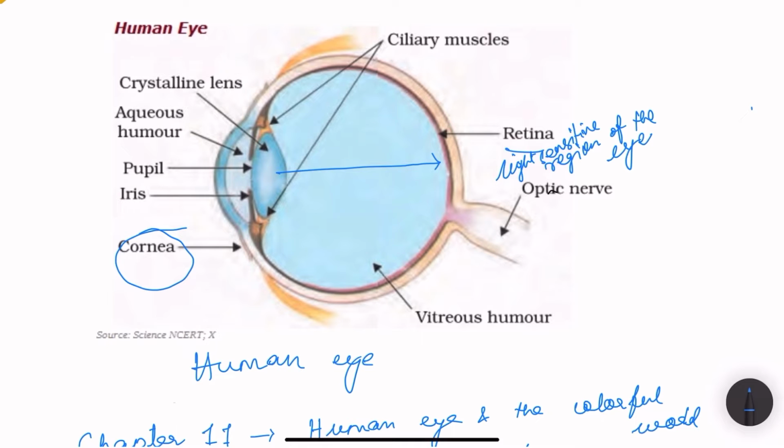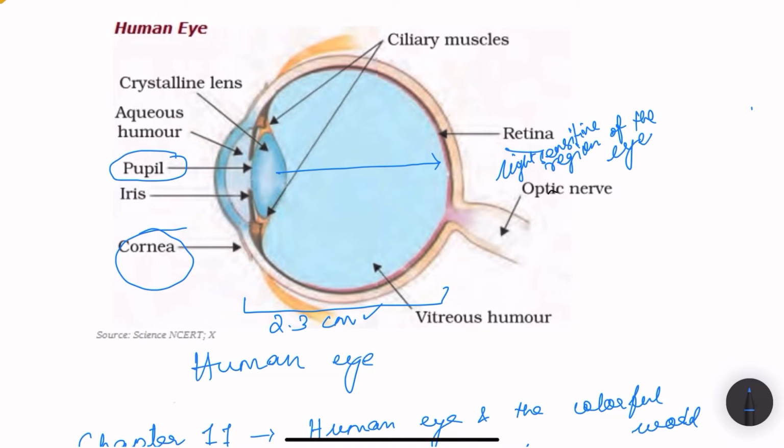Now how does this light enter into the eye? It enters through a small aperture, known as the pupil. And how is the size of this pupil regulated? It is regulated by a muscular structure known as the iris. And above all, we can see that the eyeball is spherical in shape, and the diameter of this eyeball is about 2.3 centimeter.